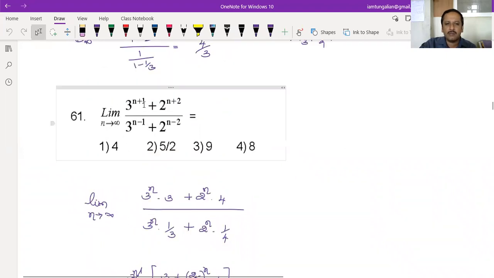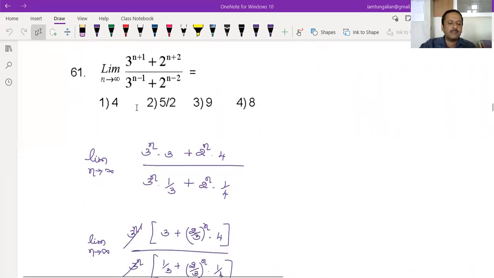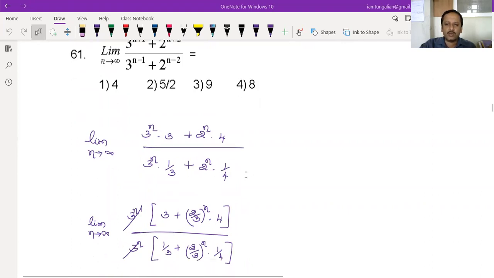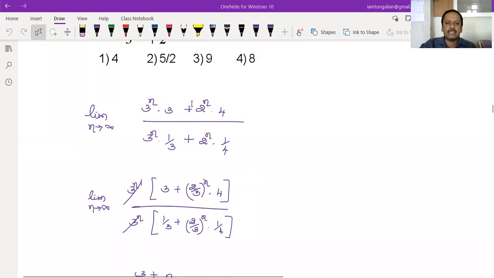Okay. 3 power n plus 1 can be written as 3 power n into 3. 2 power n plus 2 can be written as 2 power n into 2 square. 2 square is 4. In the denominator, 3 power n minus 1 is nothing but 3 power n divided by 3, and 2 power n minus 2 is 2 power n divided by 2 square, which is 4. In the numerator I am taking 3 power n as common. Here 3 power n, if I take out, 3 will remain. Here 2 power n by 3 power n will remain, which can be written as (2 by 3) whole power n into 4.